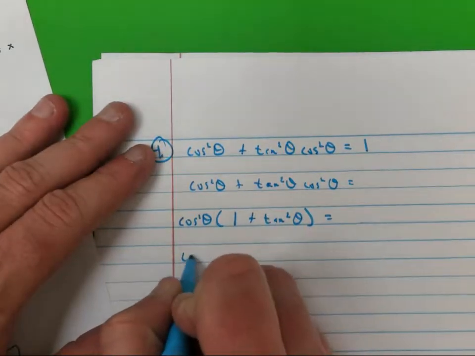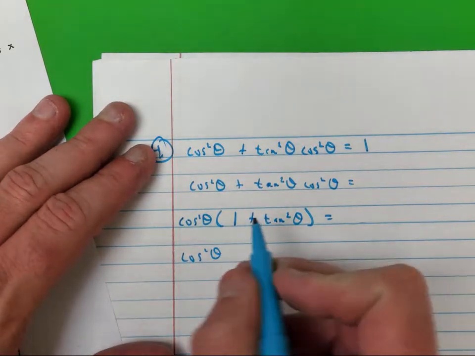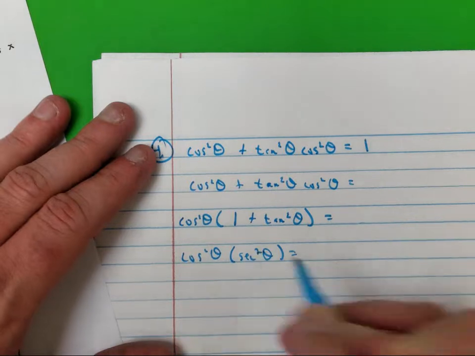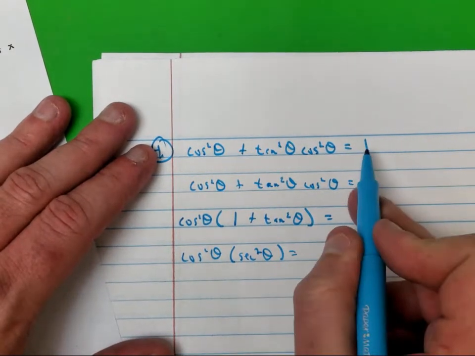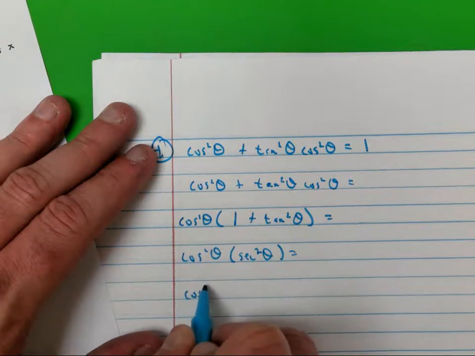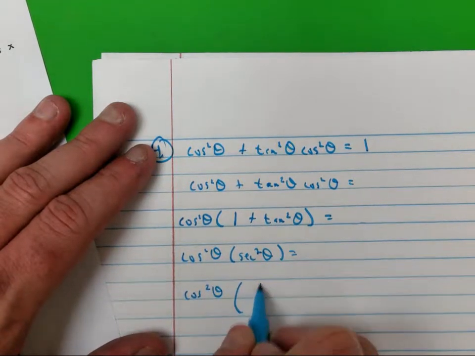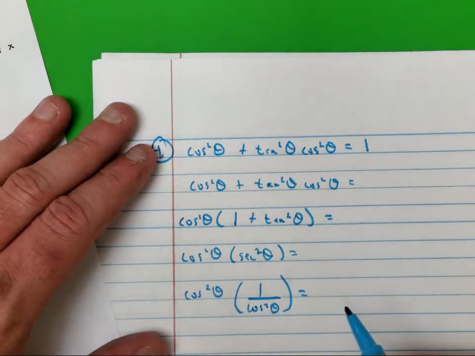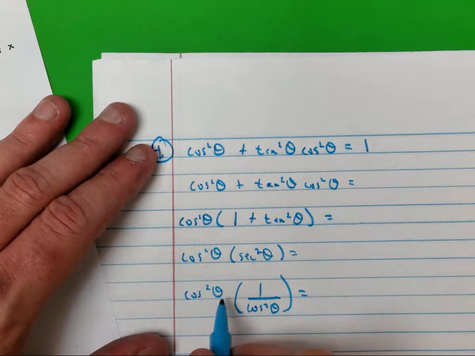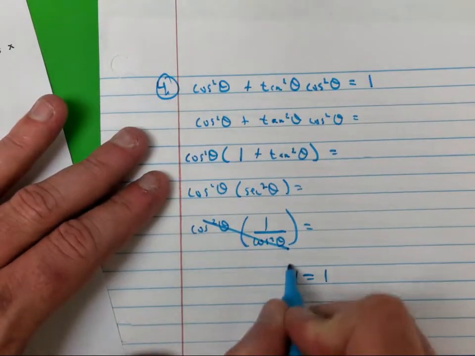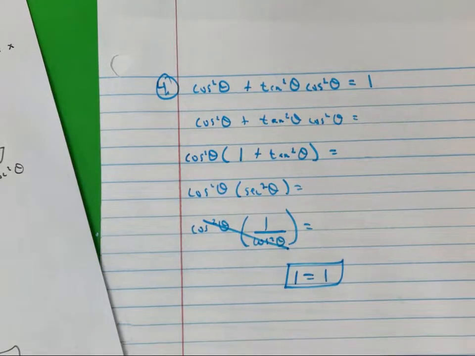So now I got cosine squared theta times secant squared theta. Okay, remember, I'm trying to get to 1. I can't break that down anymore, but I can break secant down to 1 over cosine squared theta. This is multiplying, so can I cancel these out? Yes. What am I left with? 1. That is what I wanted. So I've just proved that they are equal.